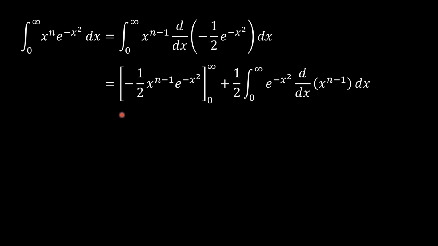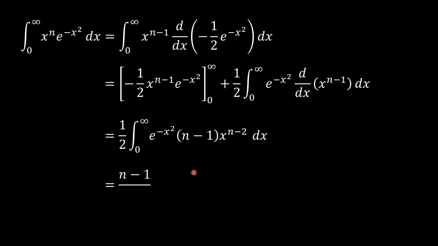So this part fizzles out, and we have a half the integral from x equals 0 to infinity of e to the power negative x squared times n minus 1, the derivative of this, times x to the power n minus 2. Pull the n minus 1 out, and we have n minus 1 over 2 times the integral of e to the power negative x squared times x to the power n minus 2.